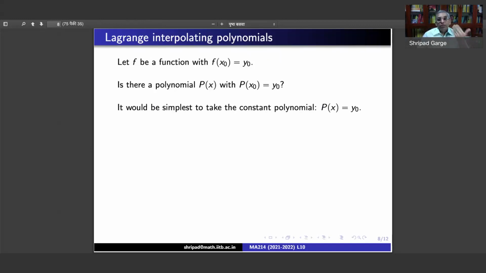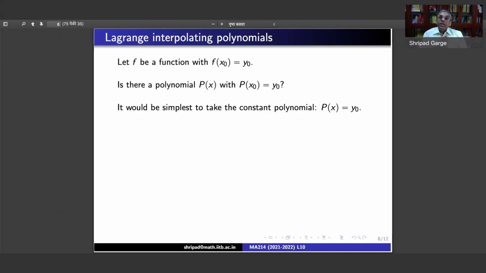You can get many polynomials, definitely. Suppose you have your polynomial y equal to x square, which is the parabola, and you pull the parabola down or right or left and make sure that it lands on this point x0, y0. Then you would have a second degree polynomial passing through the point x0, y0. Or you could do the same for any degree polynomial. But one of the simplest things that would work is the constant polynomial.